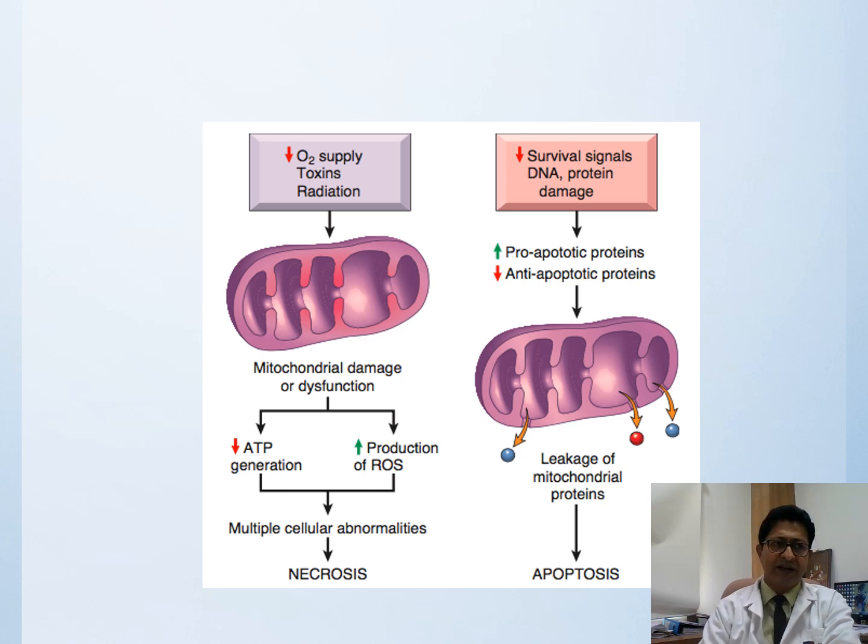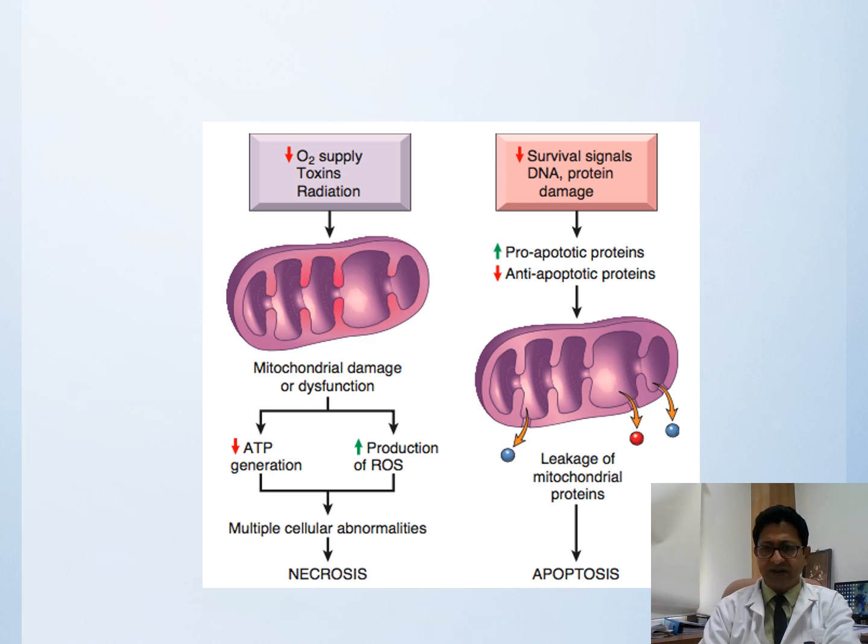Whenever we say cell death, it is in two forms. One is necrosis, the other one is apoptosis. So here, whenever there is decreased ATP generation due to multiple cellular abnormalities, the cell can succumb to a death state which is called necrosis.